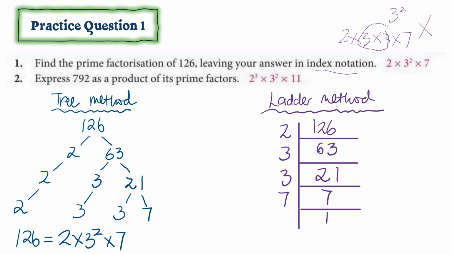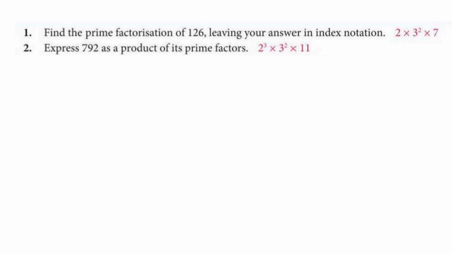Right, so you have to continue to do this until the remainder is 1. So therefore the prime factorization of 126, you'll get the same answer, which is 2 times 3 squared times 7.